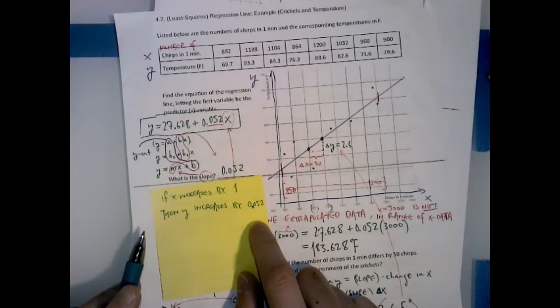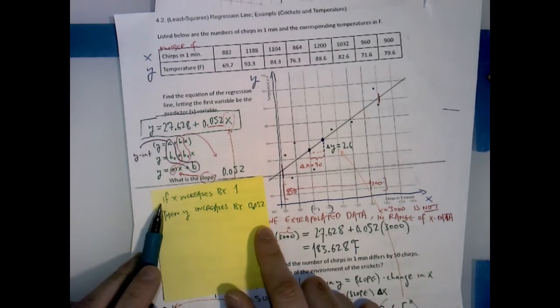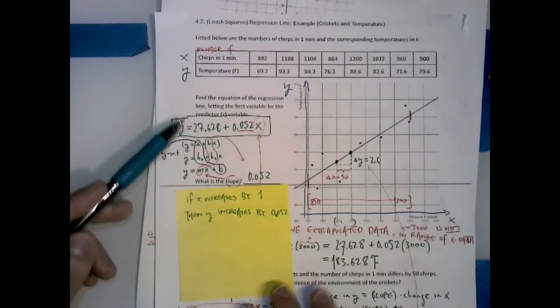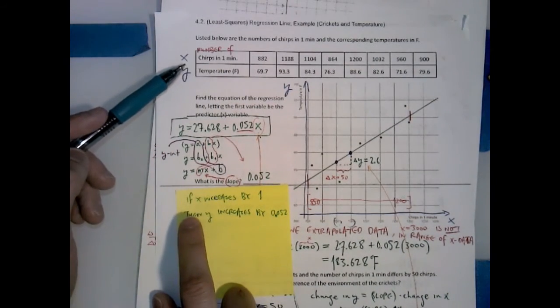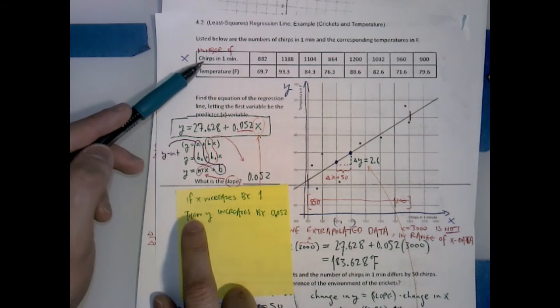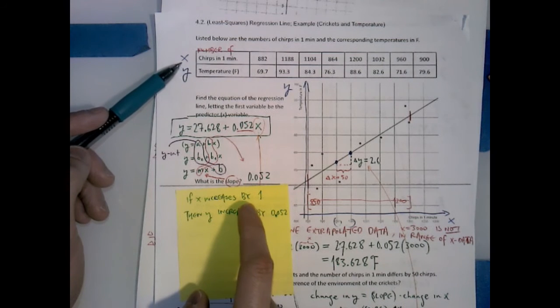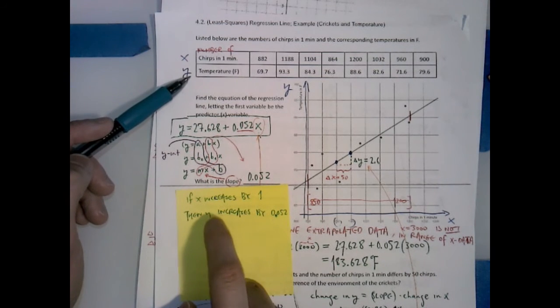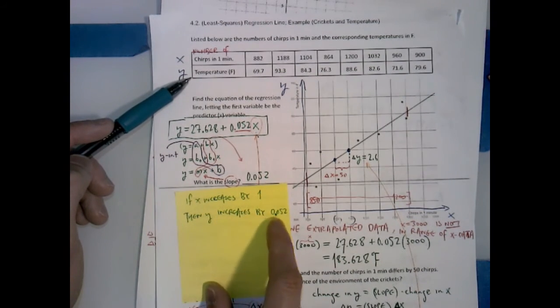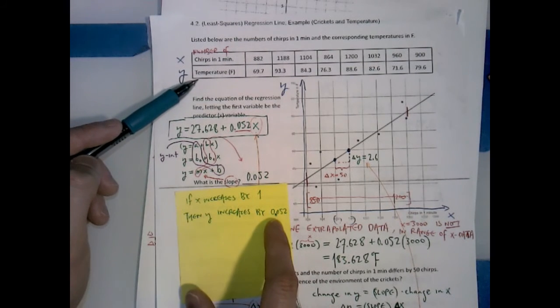Now, we have some context here as to what x and y are. x is chirps in 1 minute, that's what we said in the other video. If x increases by 1, then y increases by 0.052. That means the temperature increases by this much.